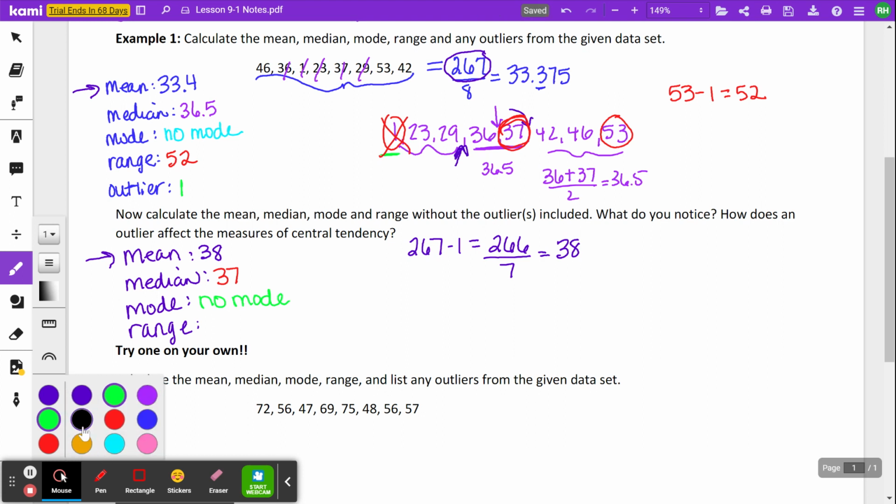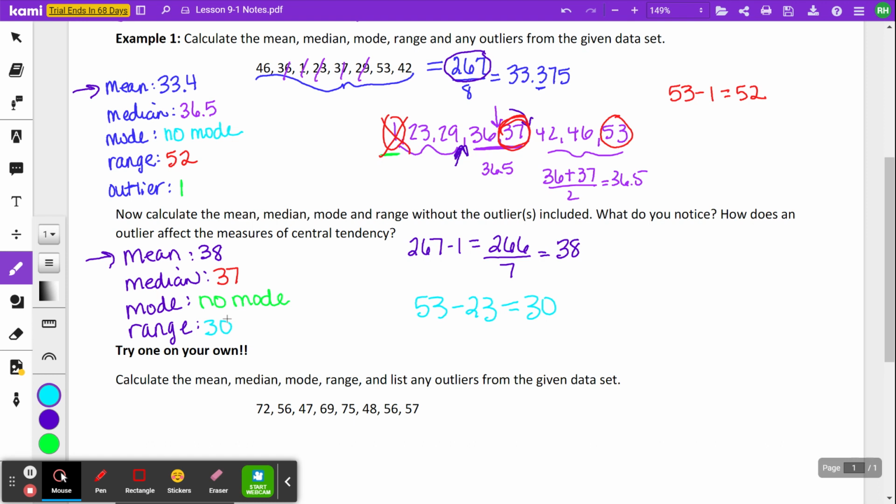And the range is going to change quite a bit, if you can see. The range is now from 53 to 23 since we took out the 1. So if I subtract those, I get 30. Our range was 52 and now it's at 30. So big difference there. Hopefully what you're noticing is we took out the 1 and it made all of our values except the mode lower than they should have been, because 1 is much lower than the rest of the data points.